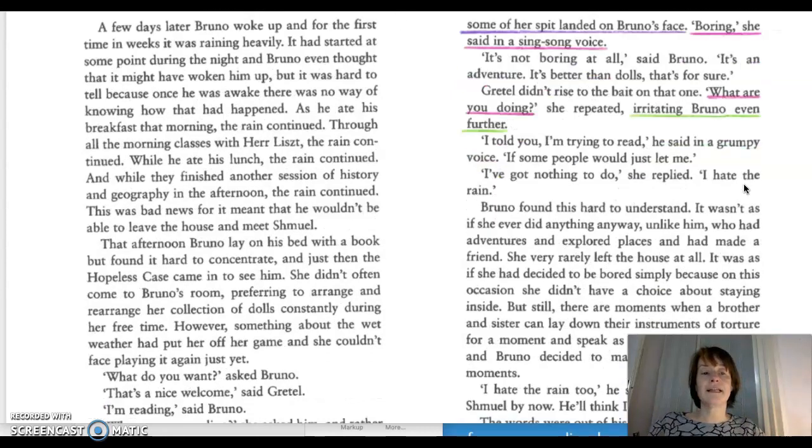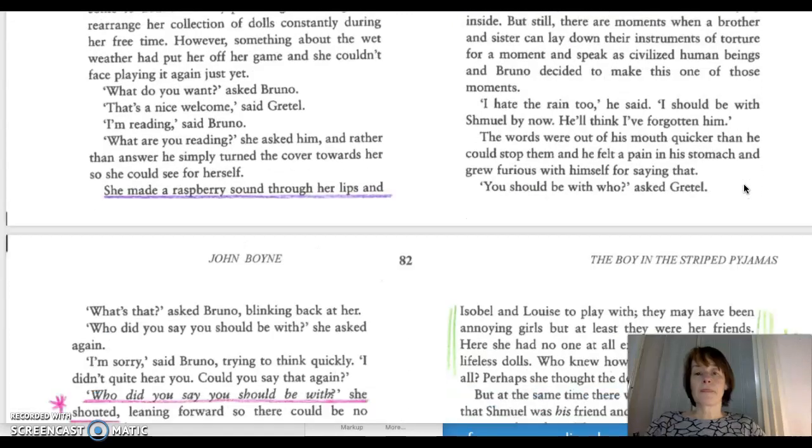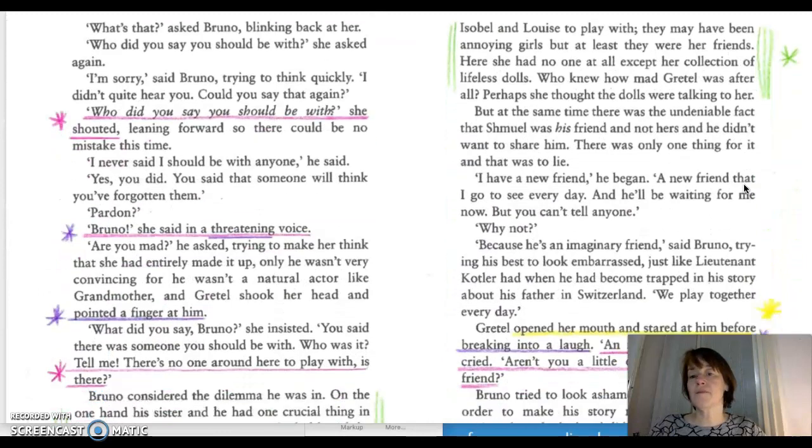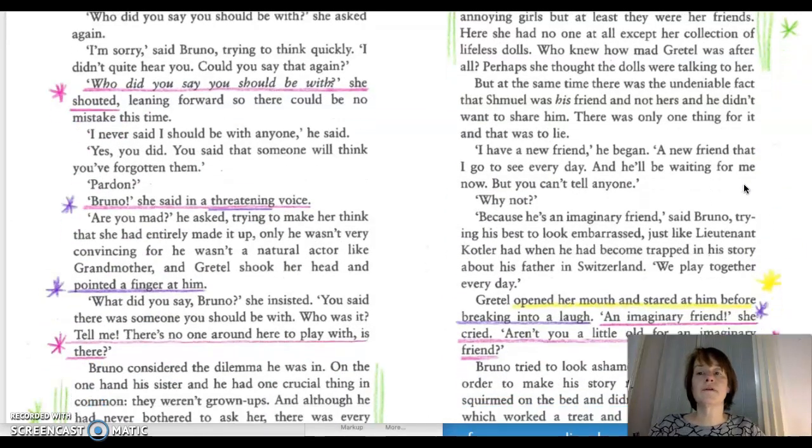Let's continue down. There's some more green. There's some more pink. There's a lot of pink. There's purple. And what's purple again? Well, purple is the action. Let's see what she said here. Now, this was kind of an interesting one because this is her speaking. "Bruno," she said in a threatening voice.